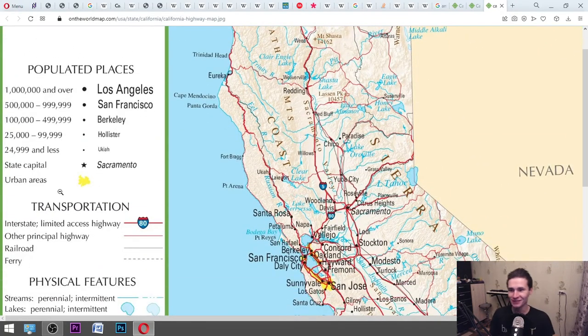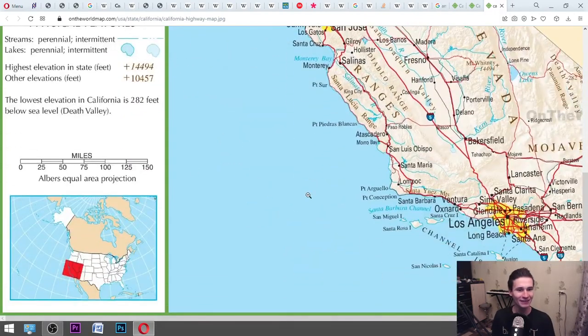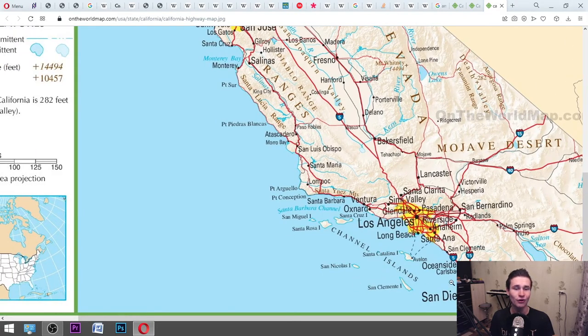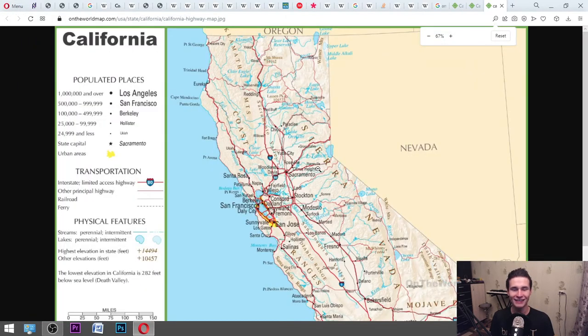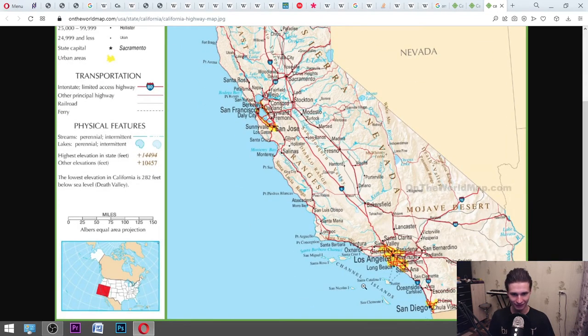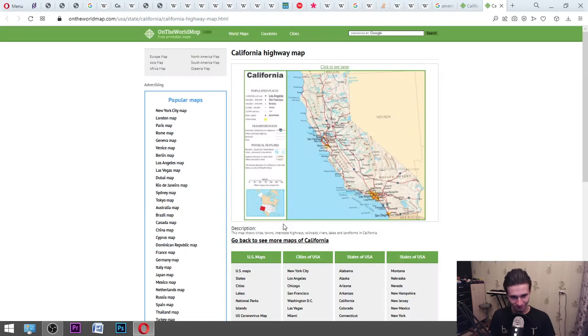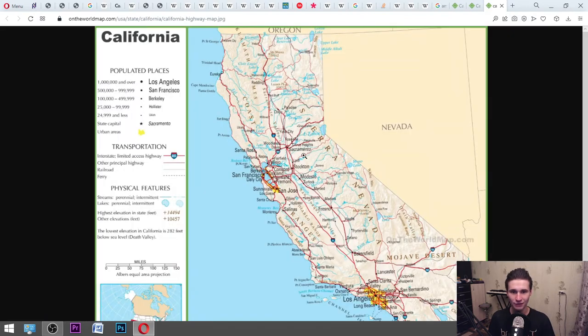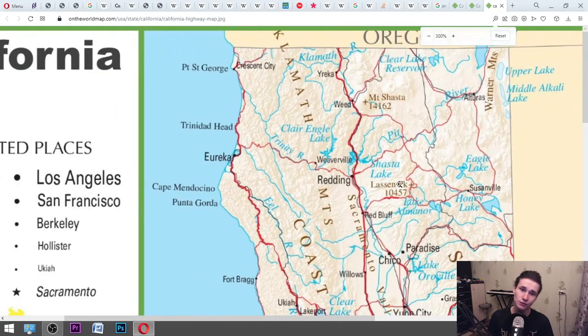State capital, Sacramento, and urban areas. Nice, Santa Rosa. Santa Rosa, it is near Mexico. It means that they were influenced by Mexico, in integration, in intercommunication. Super, okay, nice. California highway map, and we see them, and some of the names do have them.